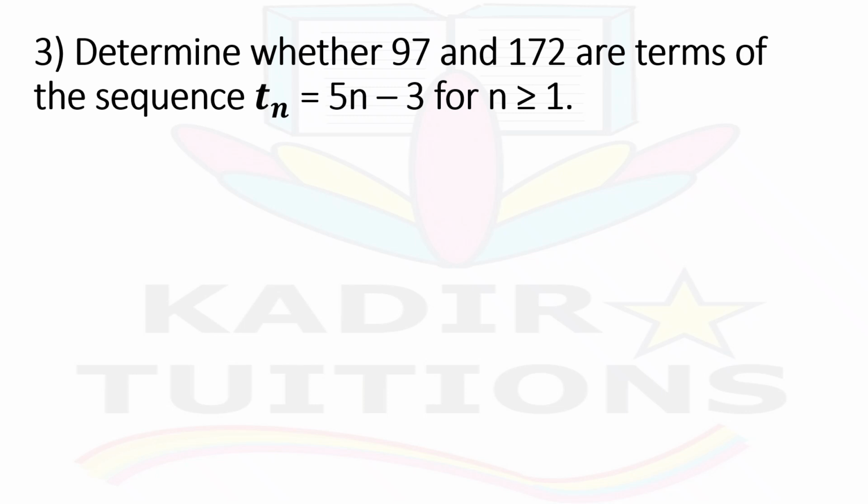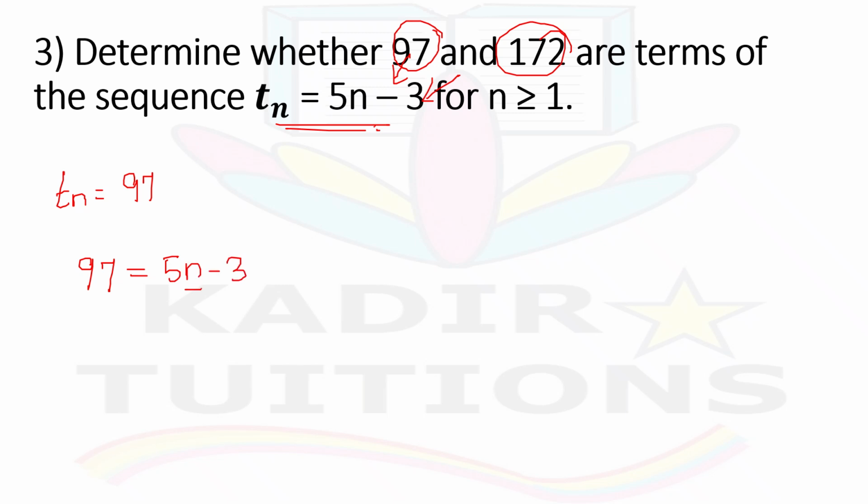Determine whether 97 and 172 are terms of the sequence. Okay, so they gave something a value, 97. This 97 can belong to this sequence, and 172 can belong to this sequence. So what we have to do, first we will take the first value as Tn, which is 97, and replace the Tn value by 97 and find the value of n. If we get the value of n as a whole number, yes, this 97 can come under the given sequence, we can confirm.